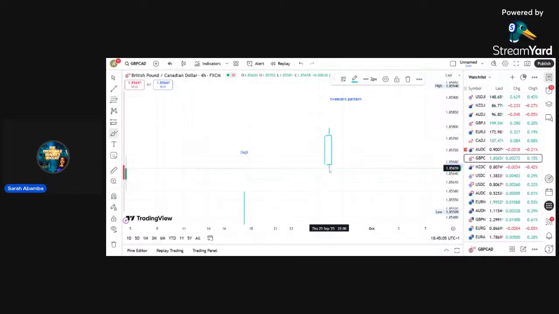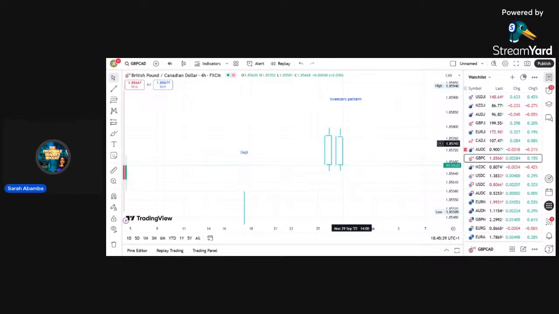So this is your first candle for a tweezers. Then you have the second candle. I'm very careful doing this because they have to be equal. Let me not draw one that is bigger than the other. Okay, perfect, I think I tried. So this is the tweezers. Both candlesticks are of equal size and equal length. However, one is bullish and one is bearish.